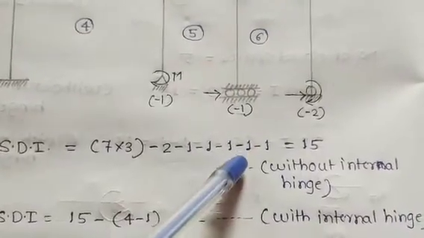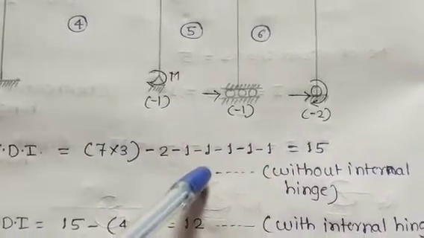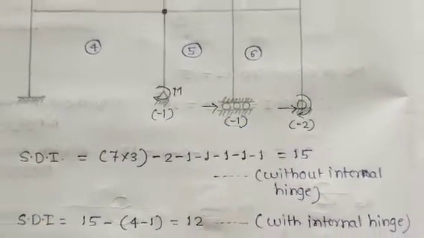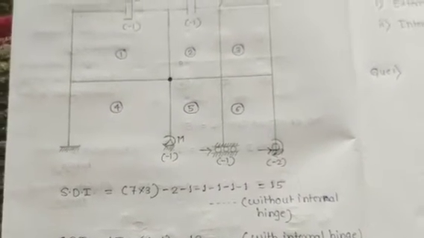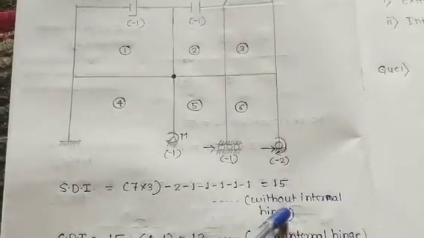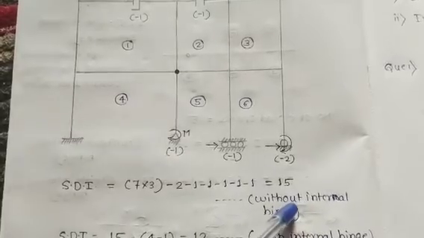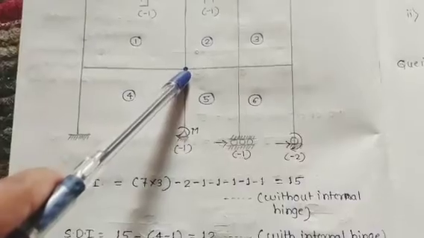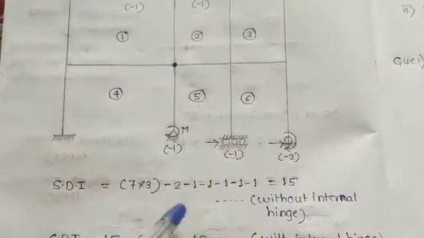Here -1 and -1 means the total static degree of indeterminacy, considering the supports as well as the internal horizontal shear releases, is equal to 15. That is equal to 15 without considering the internal hinge. Here is one internal hinge. Without considering the internal hinge, static degree of indeterminacy is equal to 15.